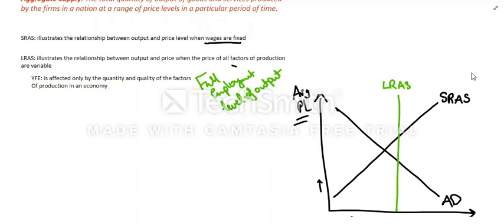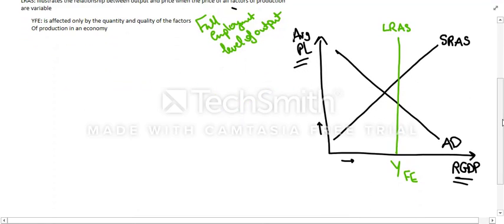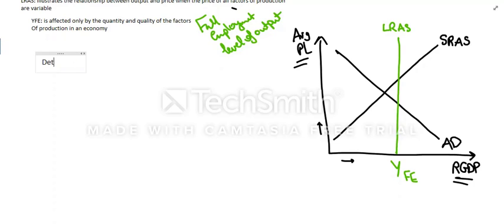Hey guys, in the last video I talked about the long run, the new classical, and I'm continuing on that and focusing on explaining the shifters of the short run and long run aggregate supply. So first I'm going to start by explaining the determinants of short run aggregate supply.